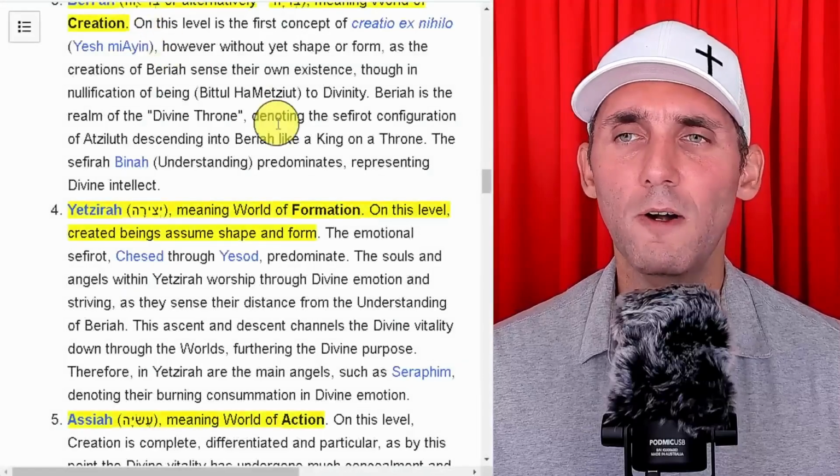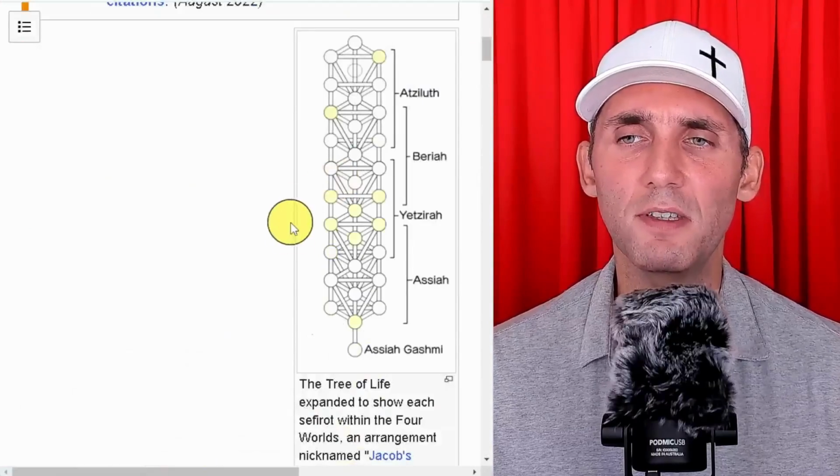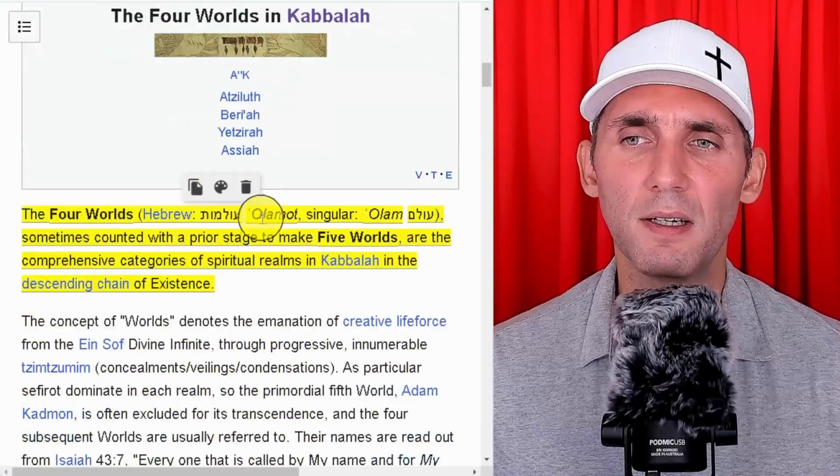Couple more here, 2 more. This is the 4 worlds concept. Of course, I've seen this in Christian ideas too and thinking, but this is a Kabbalistic concept.